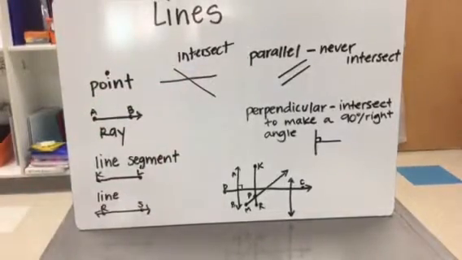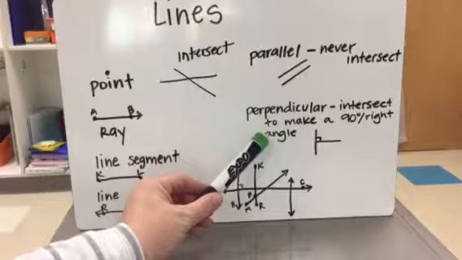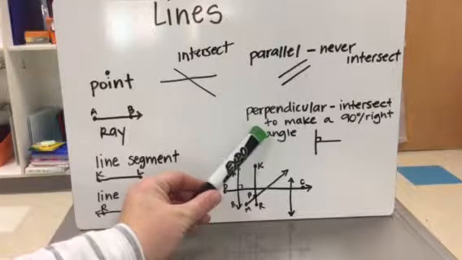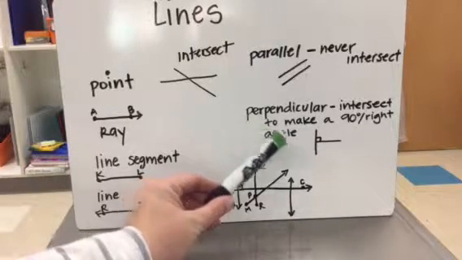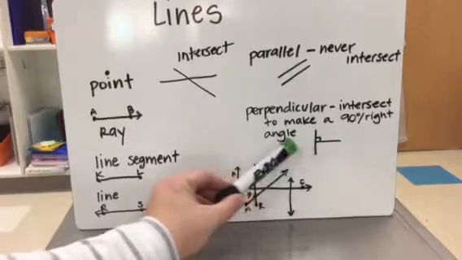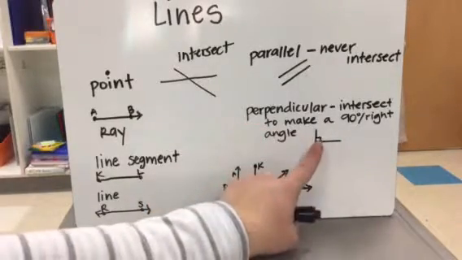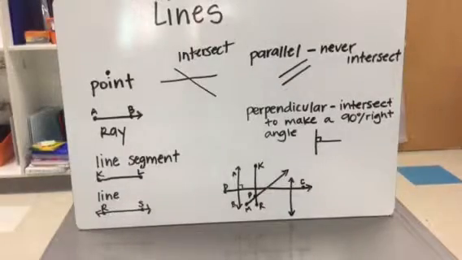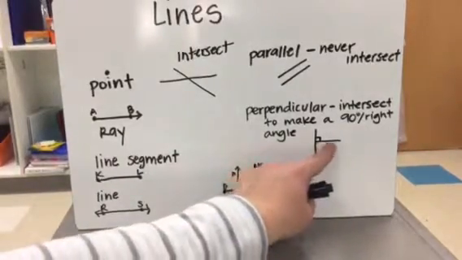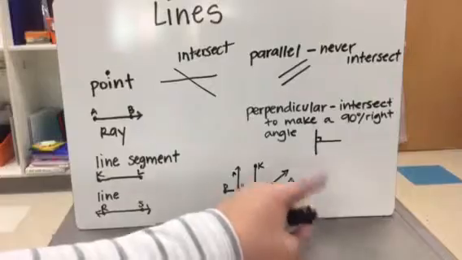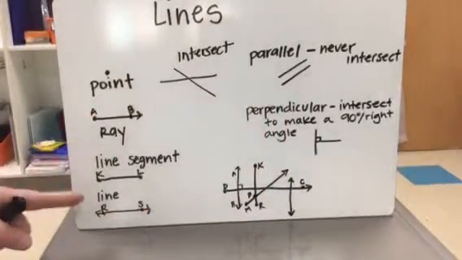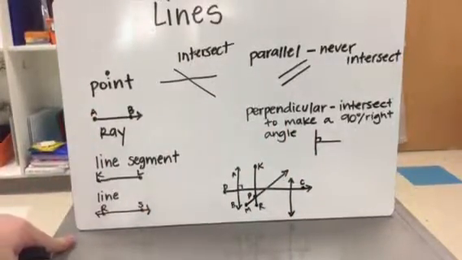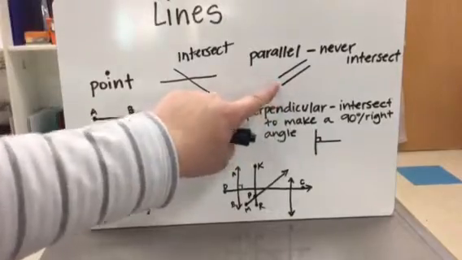Now, a specific kind of intersection is perpendicular. Perpendicular is when lines, rays, or line segments intersect to make a 90-degree or right angle. So you'll a lot of times see this little visual right there, and that's always telling you that those lines or line segments are perpendicular. Now, sometimes rays, line segments, or lines will never intersect, and that's called parallel.